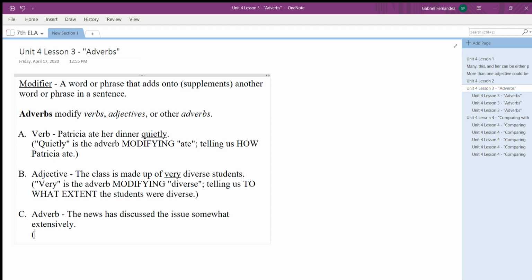Because we have an adverb modifying another adverb, that tells us that we have at least two adverbs. So the first adverb in question is extensively. And how do we know extensively is the first adverb in question? Because it is modifying the verb has discussed. So the news hasn't just discussed the issue. The news has discussed the issue extensively. Extensively is an adverb modifying the verb phrase in this case, has discussed.